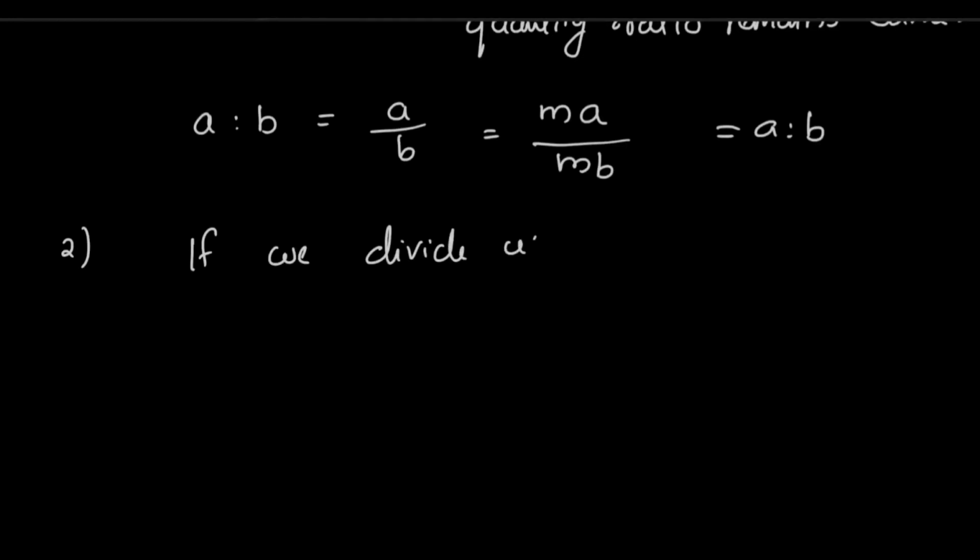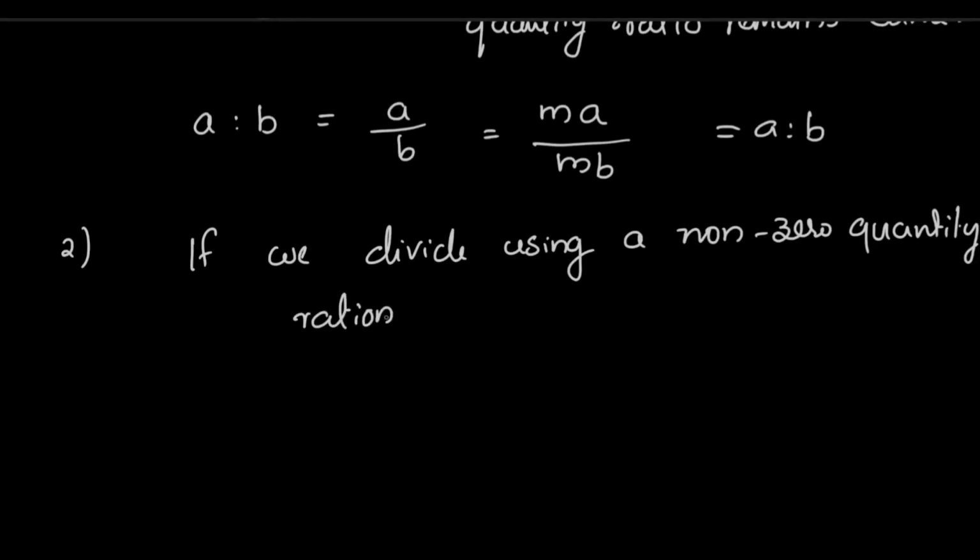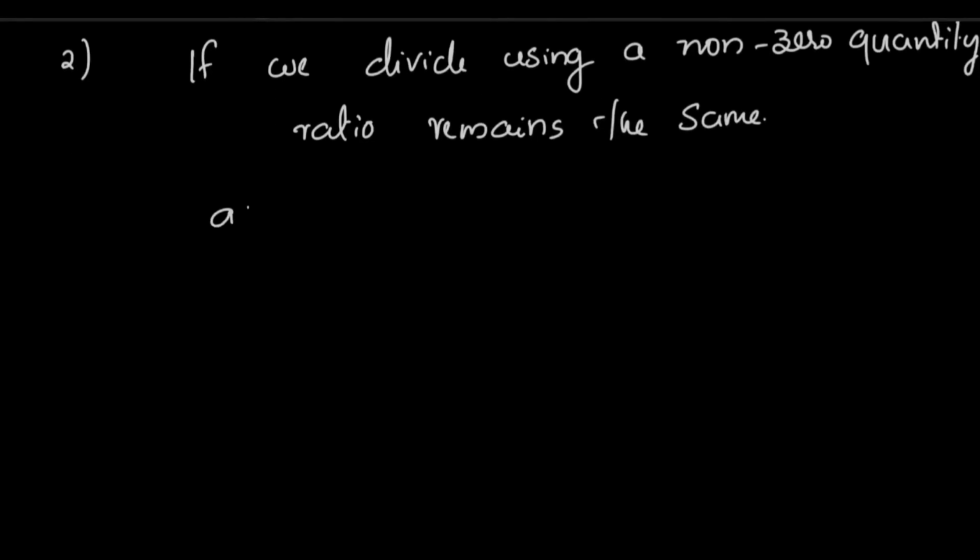divide using a non-zero quantity, then also on both sides, the ratio remains the same.